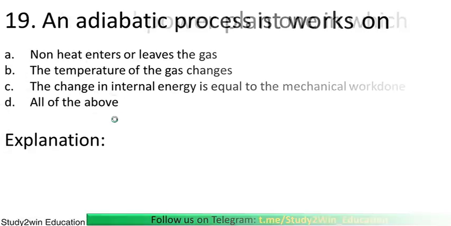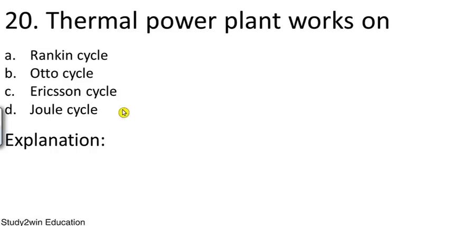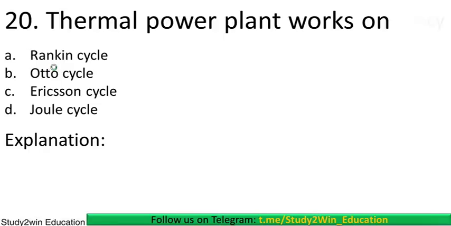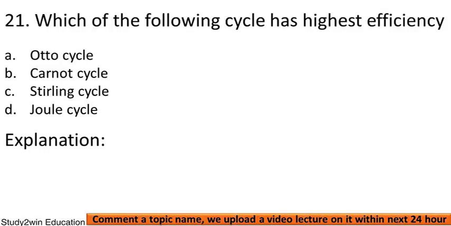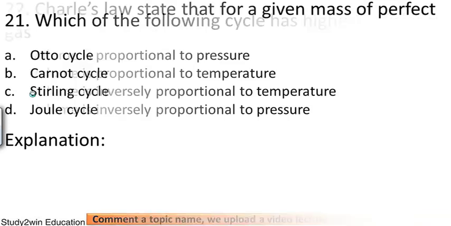Now move towards the next question. Question number 20. The thermal power plant works on: Rankine cycle, Otto cycle, Ericsson cycle, Joule cycle. Option A is correct, Rankine cycle. Question number 21. Which of the following cycles has the highest efficiency? Otto cycle, Carnot cycle, Stirling cycle, Joule cycle. Out of these, the Carnot cycle is the ideal cycle, and the ideal cycle always has the highest efficiency.